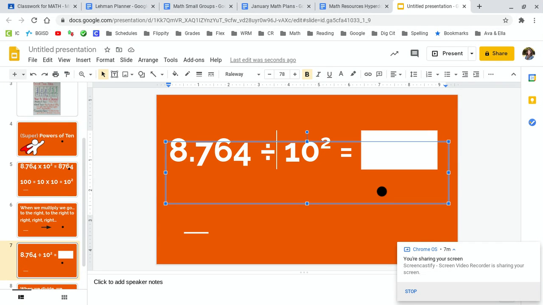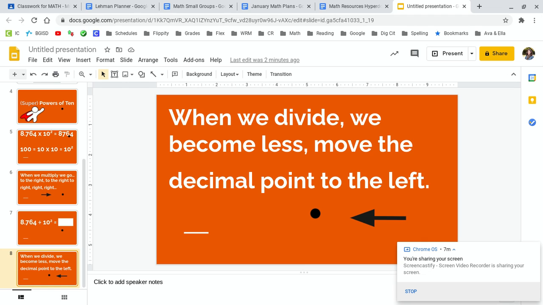Now, when we divide things, guys, we make them smaller, right? Generally, when we divide, we make things smaller. So we're going to move our decimal point actually to the left when we divide because that makes things smaller when we move our decimal point to the left. Now, again, you know that there's going to be a silly little saying that's going to go with this. And this is what I've always done with my students to remember that, okay? We say this, when we divide, we become less. Move the decimal point to the left.